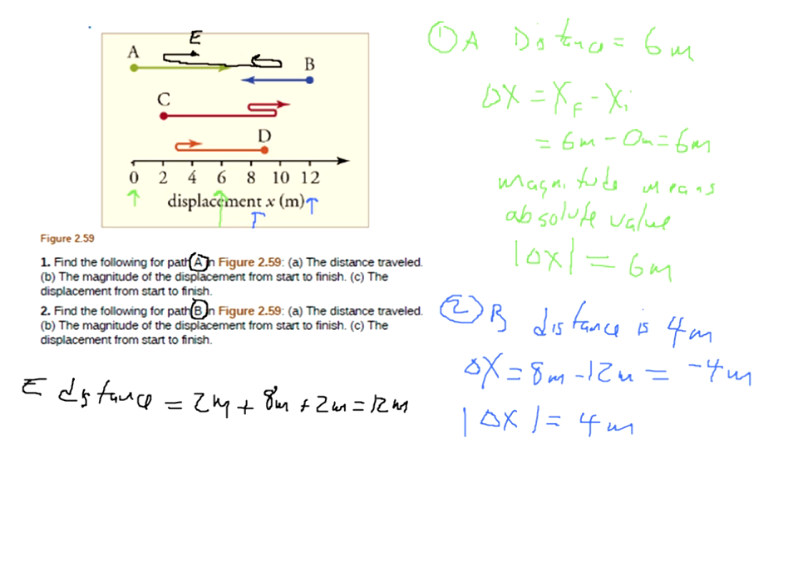The displacement, so x final minus x initial, so finally they end at 8. They started at 4. So that means the displacement is 4 meters, and that's a positive number, so we don't even need to think much about the absolute value, but the absolute value is the same thing.